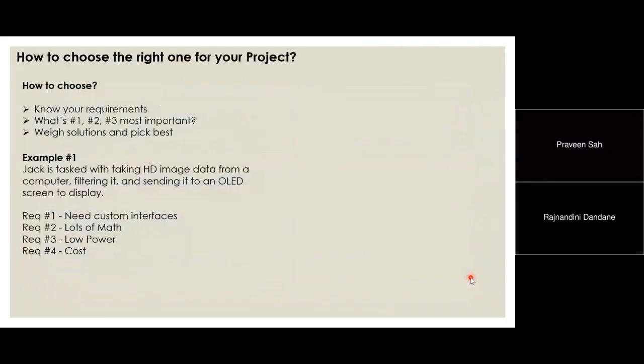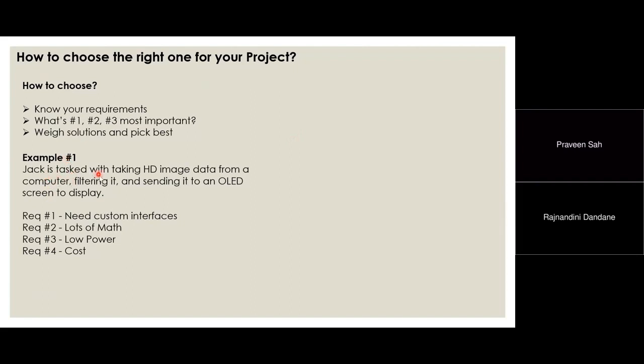I will go directly to how you choose the right one for your project, whether you want to use an FPGA or a microcontroller. How do you decide it? As I said, know your requirement. That is very important. There can be requirements like cost, power, everything. You see which one is most important, number one, and then you see the solutions. There are different solutions, and you pick the best, whether the FPGA is best or the microcontroller is best. For example, this is one example.